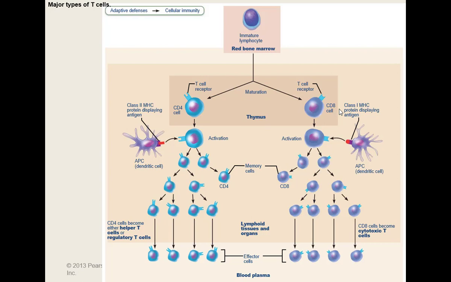But it's activated just by that MHC2. The cytotoxic cells are activated by anything on that class 1. All of your cells have a class 1, and so any of your cells can activate a cytotoxic cell. Once it recognizes something, it becomes activated, goes through clonal expansion, makes lots of itself, and they go off and kill. Any of these cells can make memory cells of themselves.